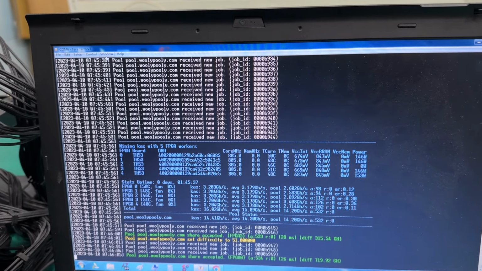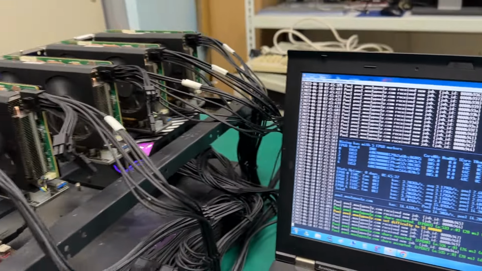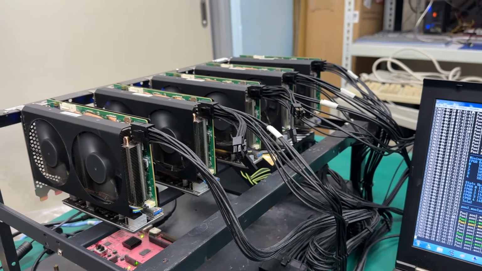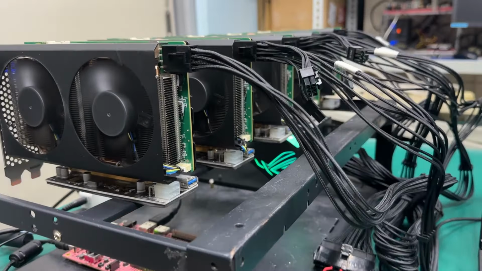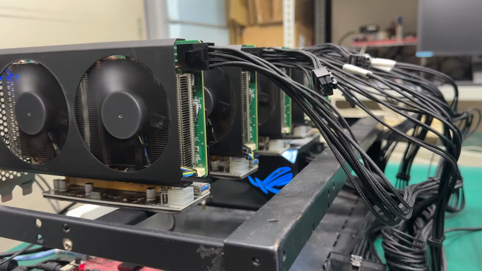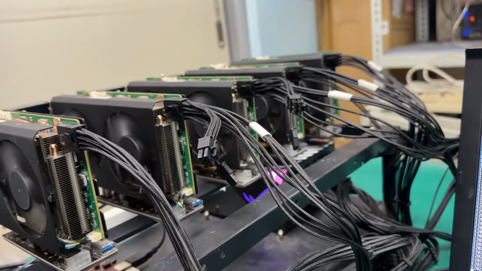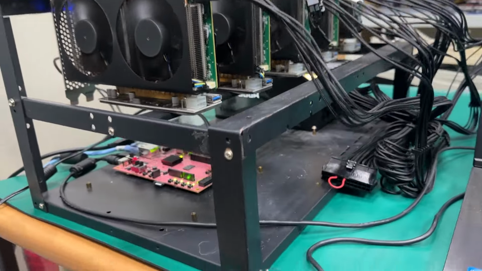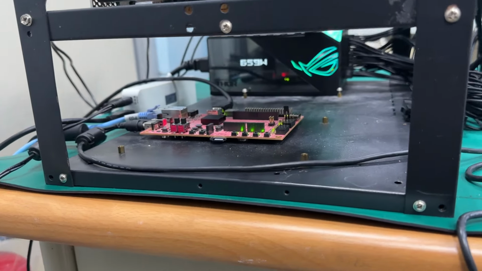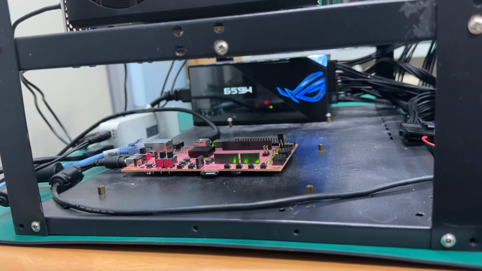TH53 uses Xilinx VU33P FPGA. The TRM miner used here does not require PCIe signals, and the power supply for TH53 only needs to go through an 8-pin power connector. Therefore, it does not need to be plugged into the motherboard or riser board and can still function normally.